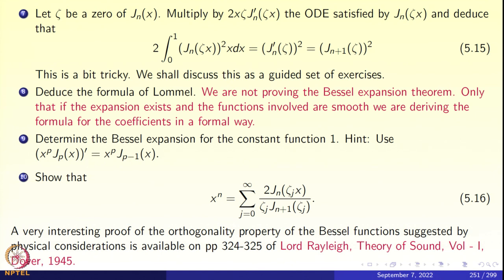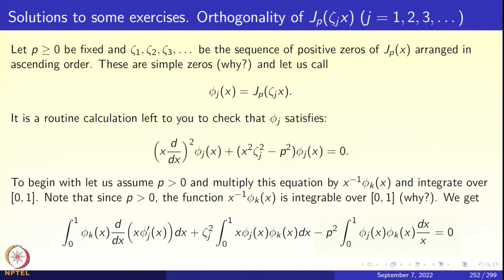And for this, you should definitely look at the two volumes of Lord Rayleigh, Theory of Sound. It is an amazing two-volume work. It contains lots of information about various aspects of the theory of vibrations. It is difficult to find many of these things in other standard texts. I've given you a complete reference to it with the page numbers to the relevant orthogonality property derived from physical considerations. Now let us prove this orthogonality that I talked about using mathematics, using analysis.